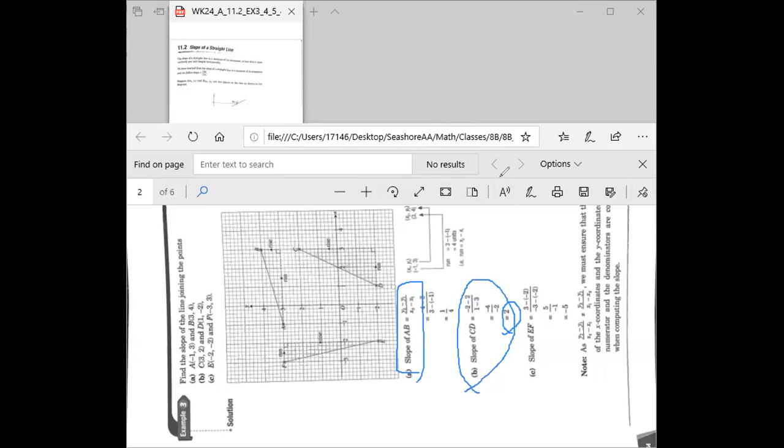So basically, you just need to plug in the numbers to the formula. Any questions so far for slope AB and slope CD? If you have no questions, please type 1 on the group chat. Okay, good.